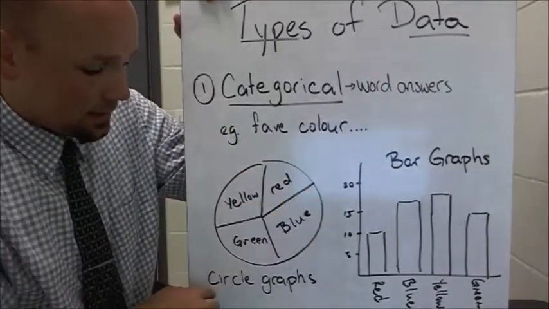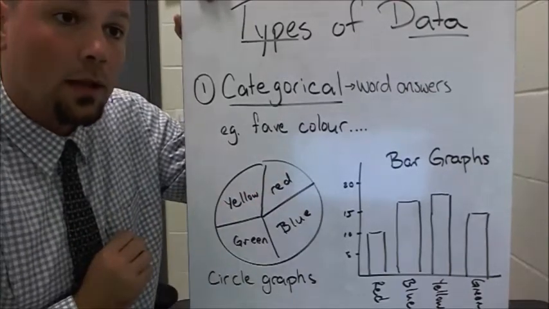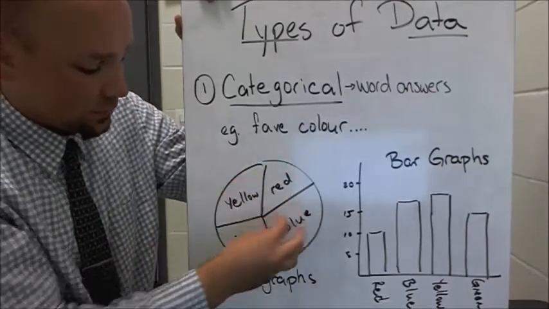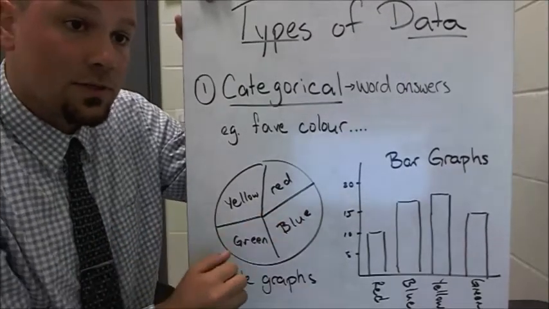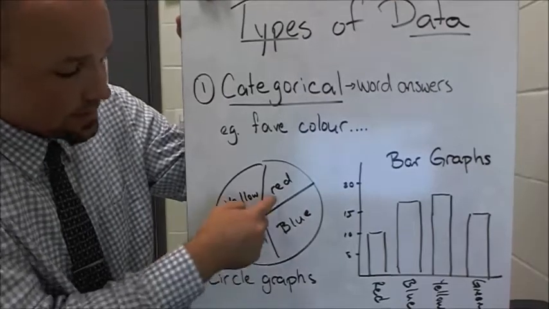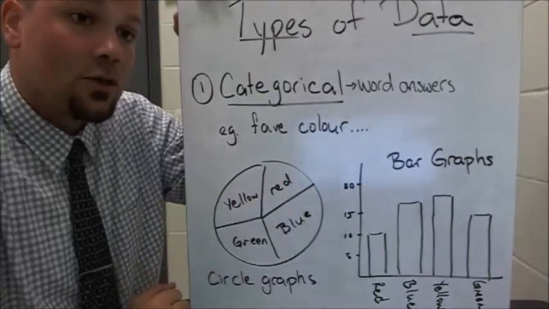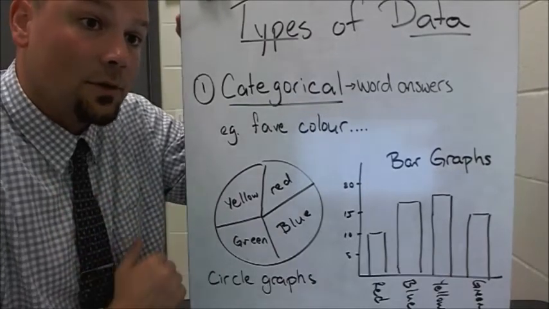So a circle graph, right? A circle graph can display categorical data really well because each category gets its own circle chunk, right? So this shows us that most people like blue, second most like yellow, then green, and very few people like red, right? So this circle graph shows my categorical data really well.